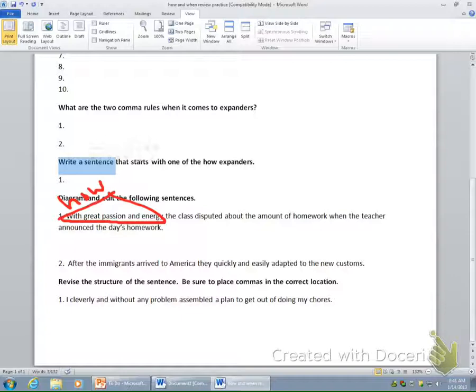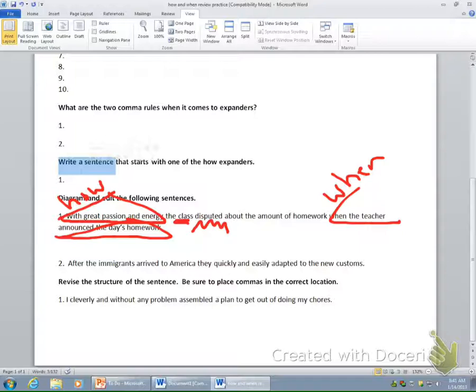So check your answers. So then the other one I notice is when the teacher announced the day's homework. So that is kind of easy. It's telling me when because it actually starts with the word when. So I'm just going to go like this as best as I can. Now I'm going to ask myself, what did they do with great passion and announcing the day's homework? So I'm going to say it's disputed. That would be the predicate. Who or what disputed? Class.